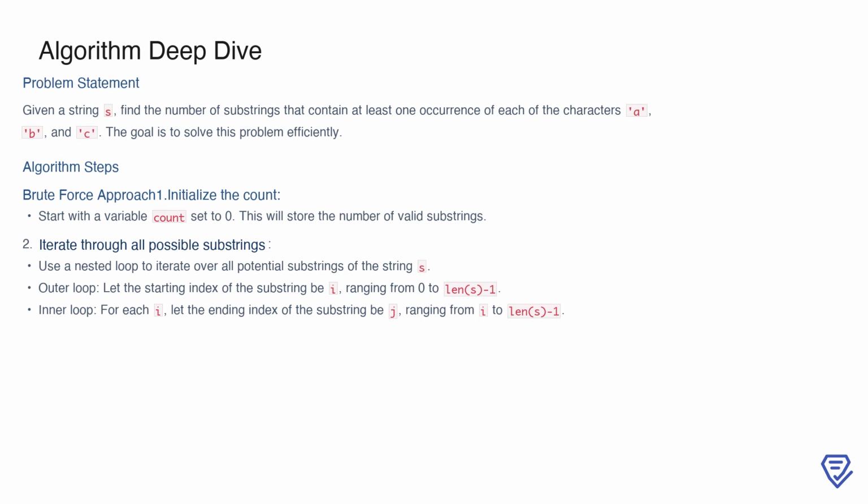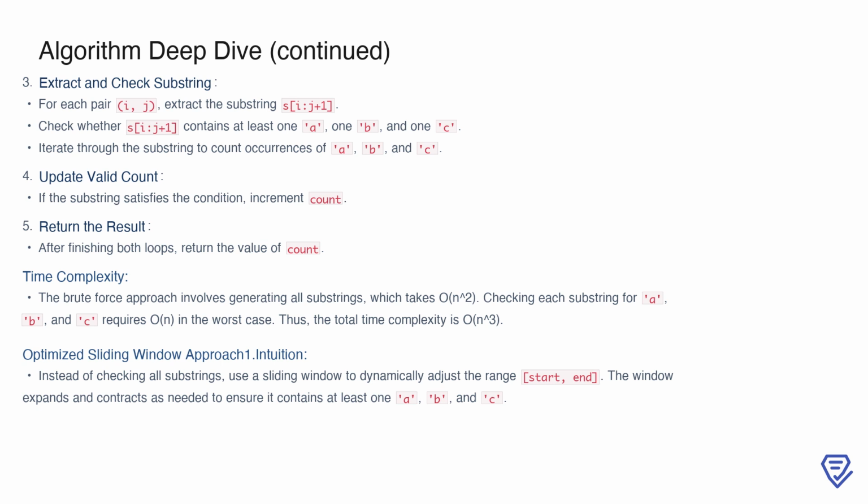Then, we use two nested loops to iterate over all possible substrings. The outer loop sets the starting index i of the substring, while the inner loop determines the ending index j. By generating all possible substrings in this way, we can systematically check each one to see if it meets the criteria. For each pair of indices i and j from the nested loops, we extract the substring from S[i] to S[j].